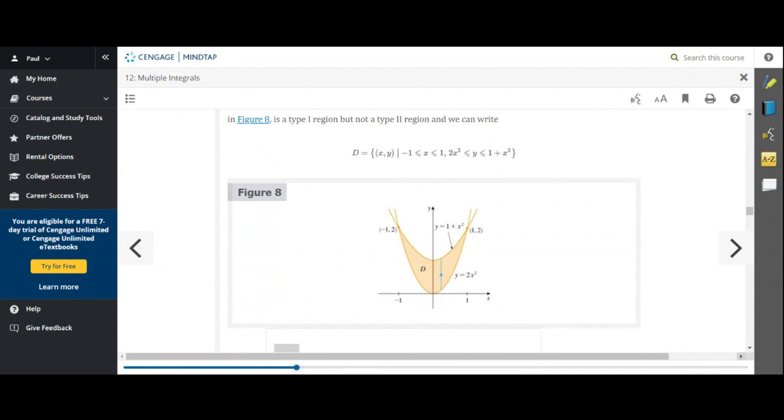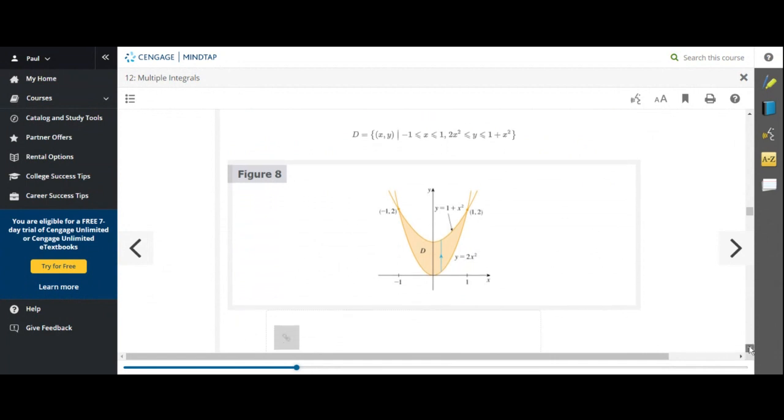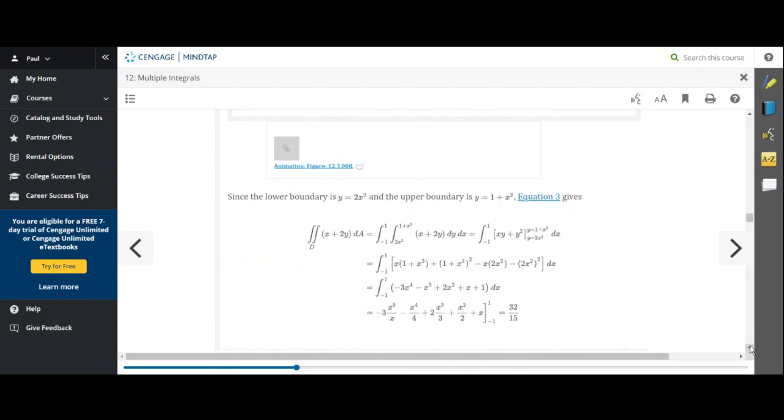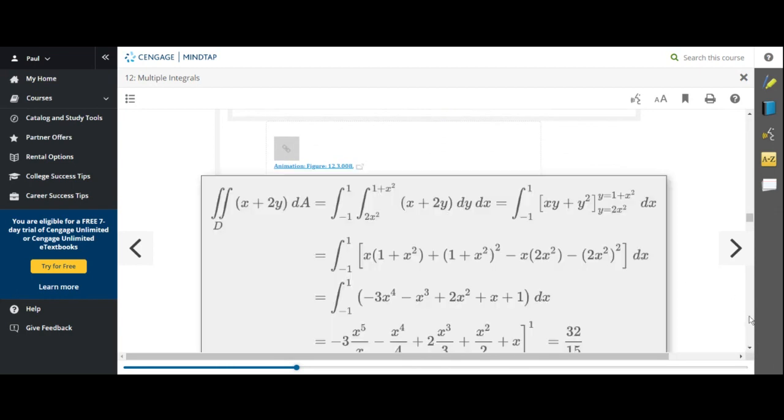And that's fine. But then what about the x limits? Well, the x limits would be where the 2 parabolas intersect. That's how you find your x limits. And the parabolas intersect at -1, 2 and 1, 2 at those coordinates. So therefore, to compute the double integral, this would be how you compute it.